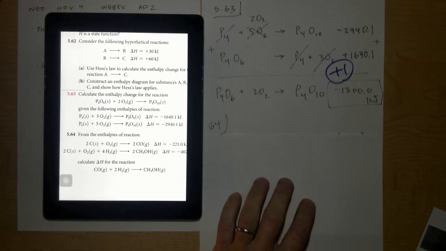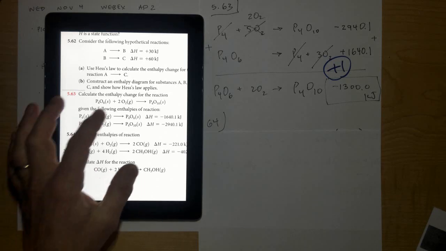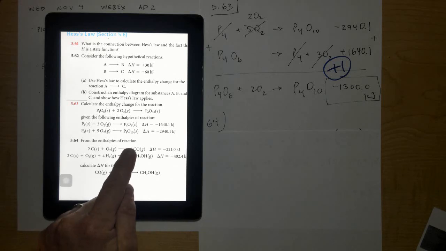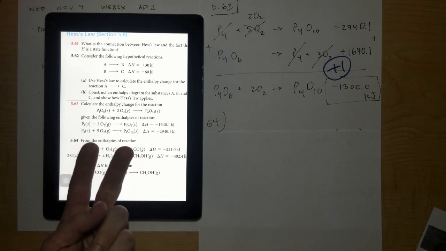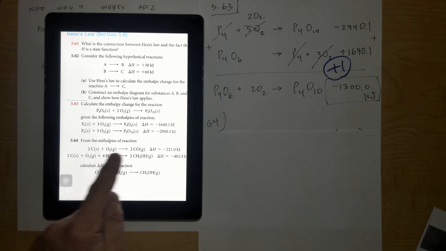64, similar type problem, but now here's the goal reaction. I always like starting with the goal reaction first thing, CO right here. Well, CO is right here. It's on the wrong side of this reaction, so I know I'm going to have to flip this reaction. And there's a 2 right here, so I'm going to have to divide this reaction by 2.